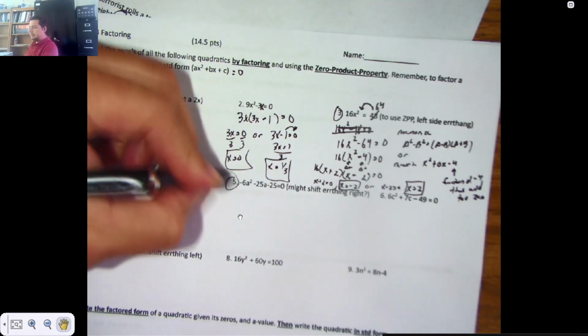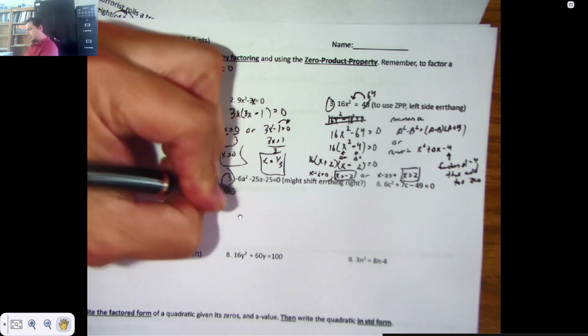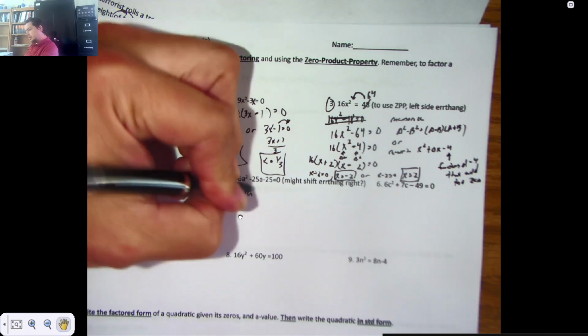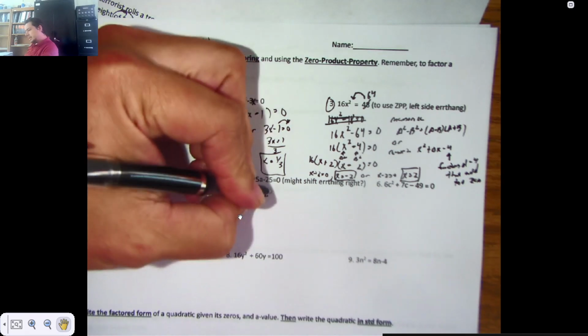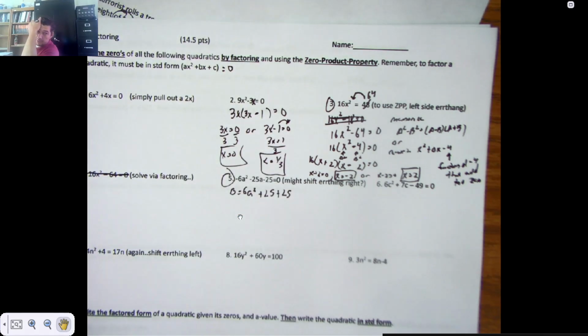Let's look at 5. I've got a little hint there. It says might shift everything right. I'm going to shift everything right on it because what that does is that changes all these signs. Makes it easier to handle too. And now I'm going to use the guess and check technique. How do I want to make a 6 and so forth?